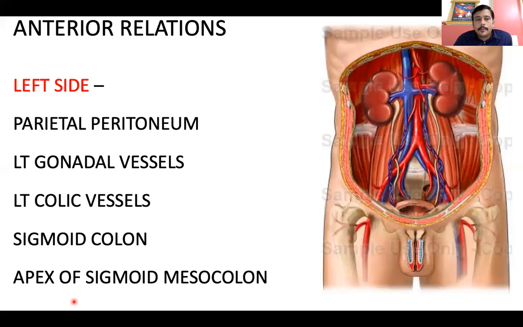Coming to the anterior relations of the left ureter, abdominal part. Once again, parietal peritoneum, left gonadal vessels, left colic vessels. Instead of duodenum, we have sigmoid colon here, and the apex of the sigmoid mesocolon.